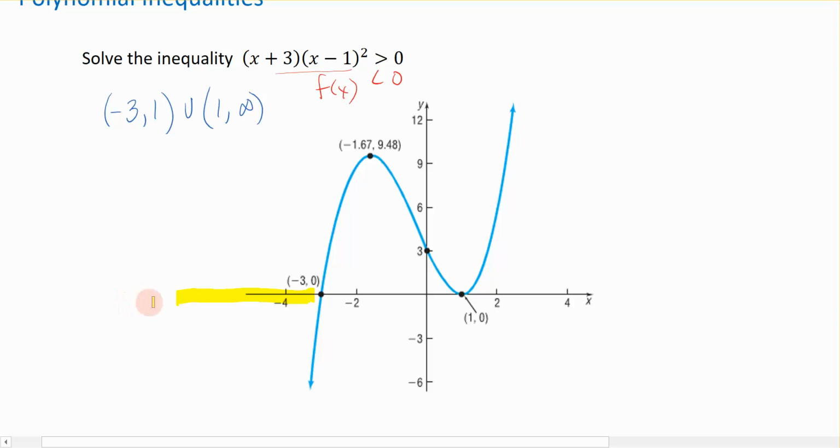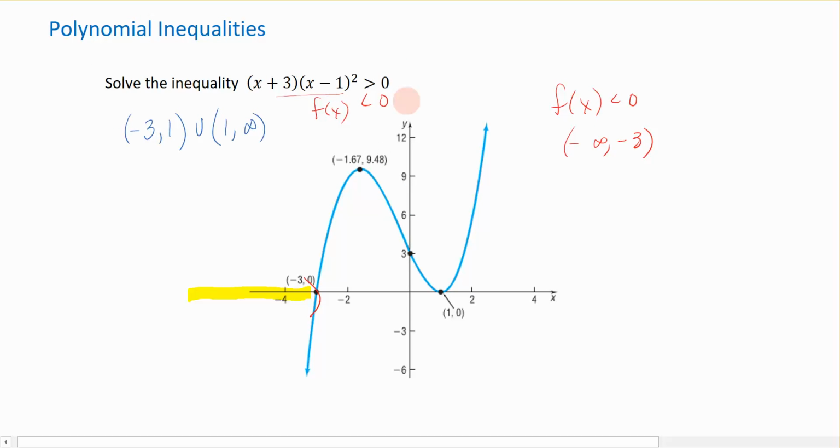If I'm coming from -infinity all the way up to -3, those would be the x values of my function that would cause it to be less than 0. So for my function to be less than 0, that solution would look like -infinity to -3, and that's it, because there's nowhere else on the function that is below the x-axis. So that's how we can use a graph to solve our polynomial inequality.